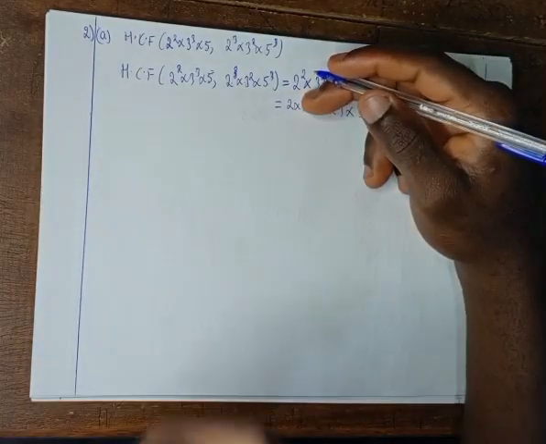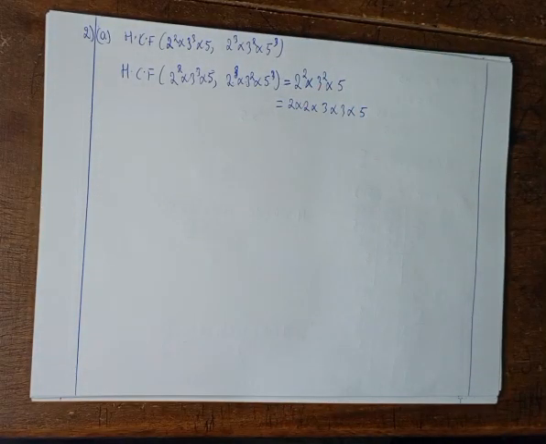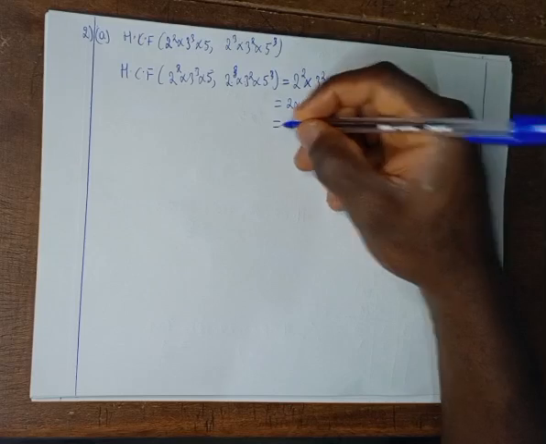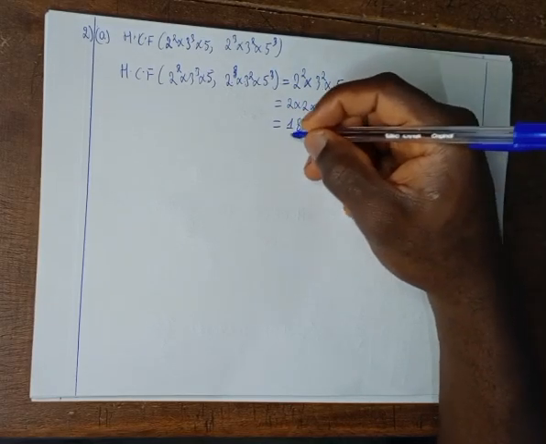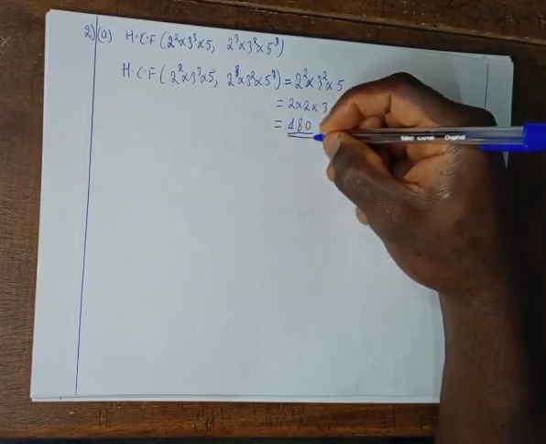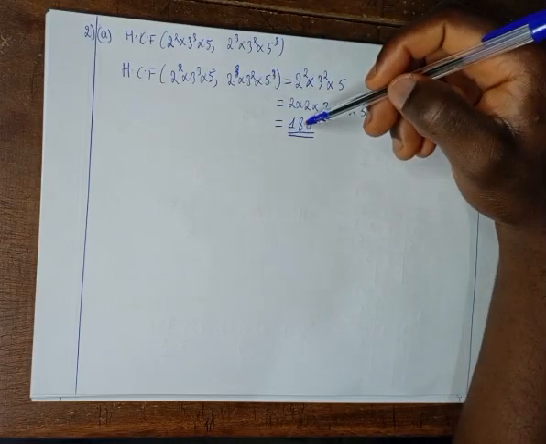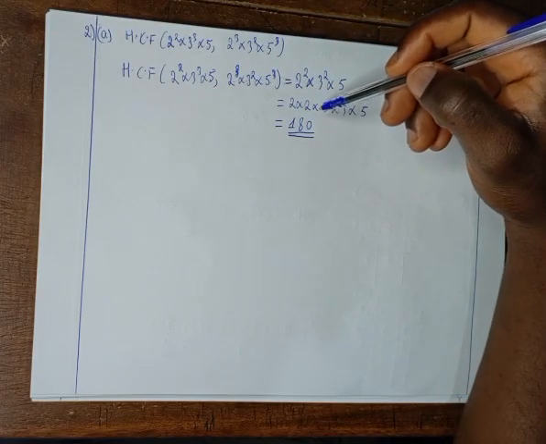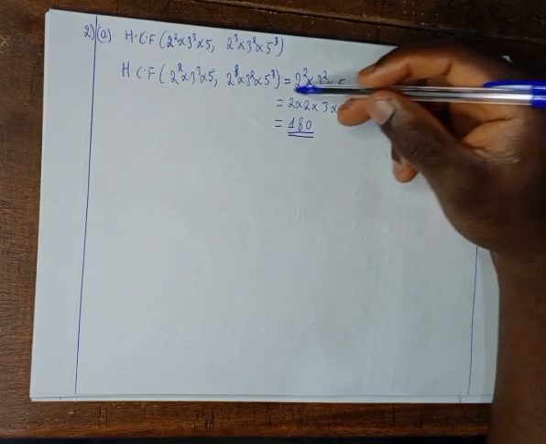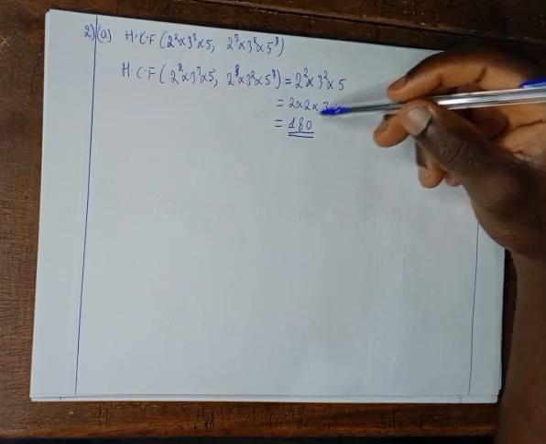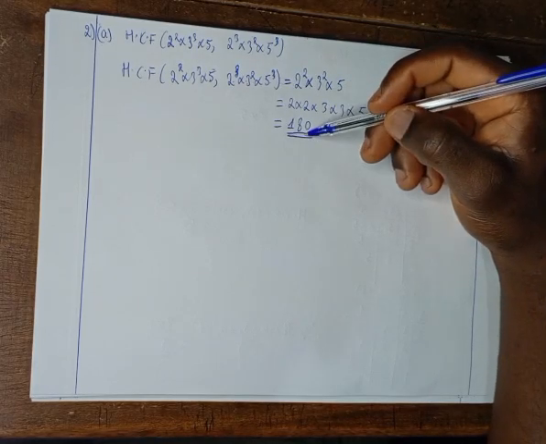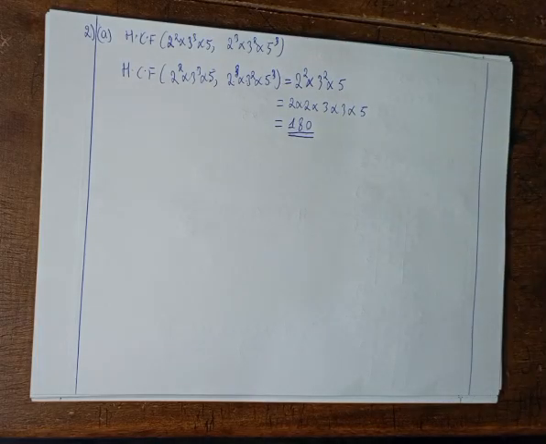2 times 2 simply gives us 4. 4 times 3 is simply equal to 12. 12 times 3 gives us 36. 36 times 5 gives us 180. In this case, this is our H.C.F. The highest common factor of these two numbers is 180. In some cases, you can decide to leave the H.C.F at this level, but it is always good to simplify it. Next, now we go to question B.